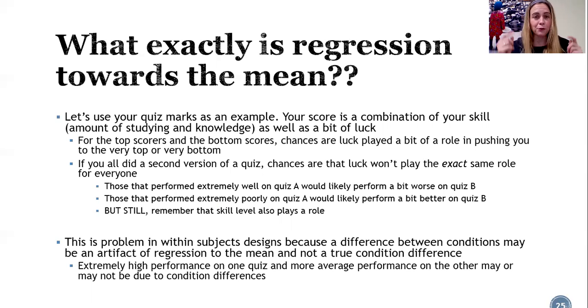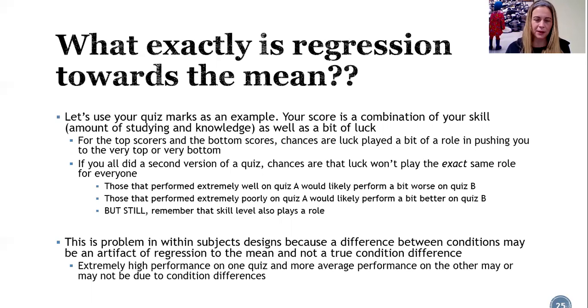And people who perform really, really well on version 1 would perform a little bit worse on version 2, and people who perform really, really poorly on version 1 maybe would perform a little bit better on version 2. This is the idea of regression to the mean. If we test people multiple times, people who score really extreme are going to tend to be more like the group average the next time we test them.